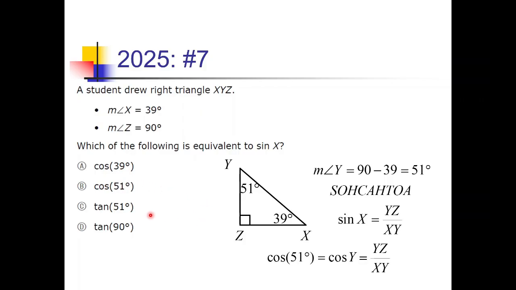But let's just look at some of the other answer choices. Tan of 51, that would be opposite over adjacent. That's the TOA part. So that would be XZ over YZ, which doesn't match. And tan of 90, well, you really can't talk about the tangent of a right angle because, opposite, sure, that's the hypotenuse, but what's the adjacent side? These are both touching sides. So that's just kind of a nonsense number anyway. So at the end, choice B is our best answer here.